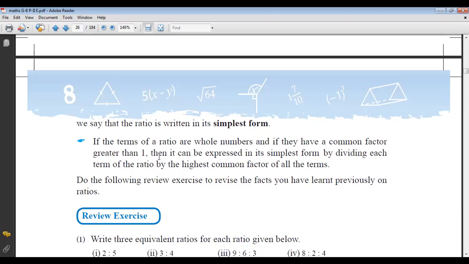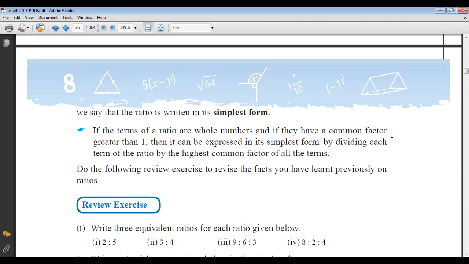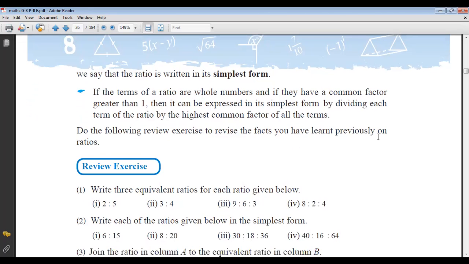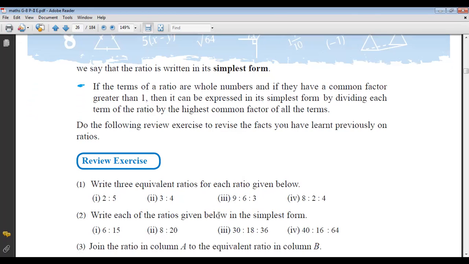Now I will teach you how to write it in simplest form. If the terms of a ratio are whole numbers, and they have a common factor greater than 1, then it can be expressed in its simplest form by dividing each term of the ratio by the highest common factor. Do the following review exercise to revise the facts you have learned previously on ratios. Now write 3 equivalent ratios for each ratio given below.